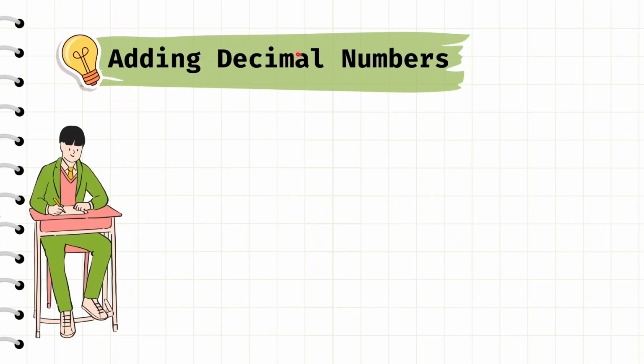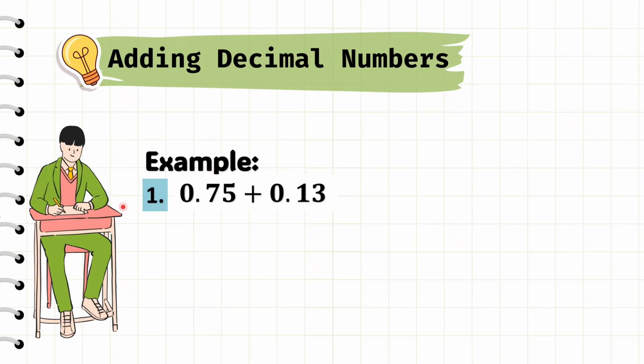Now let's add decimal numbers. Example, 0.75 plus 0.13. Ang una nating gagawin ay kailangan ma-align ang kanilang mga decimal point in a vertical form. So we have this 0.75 plus 0.13. Naka-align na ang kanilang point. Then let's have 5 plus 3 equals 8. 7 plus 1 equals 8. Then 0. Then bring down decimal or the point. So we have 0.88.